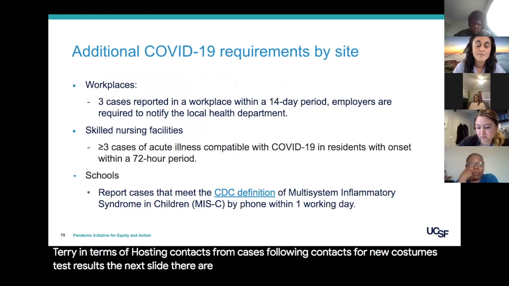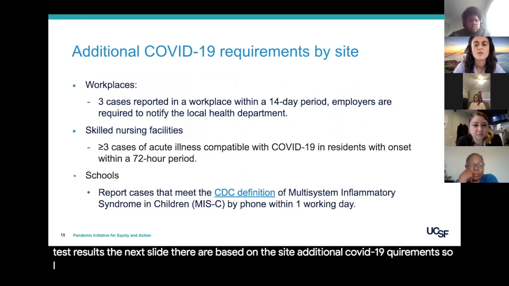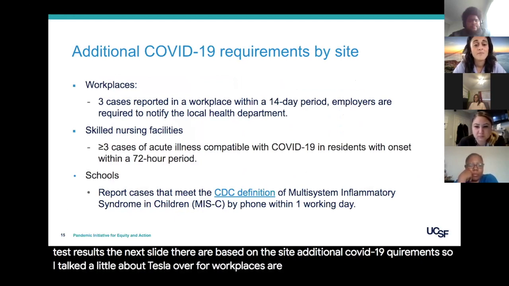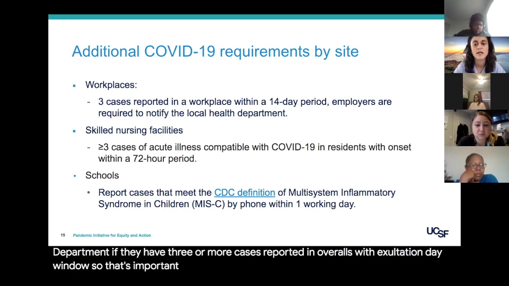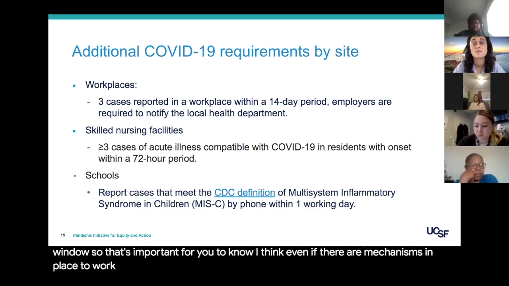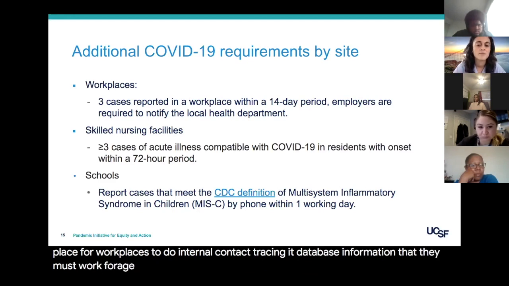There are, based on the site, additional COVID-19 requirements. So you were talking about Tesla before. Workplaces are required to notify the local health department if they have 3 or more cases reported in a workplace within that 14-day window. So that's important for you to know. I think even if there are mechanisms in place for workplaces to do internal contact tracing, it is information that they must report to the local health department.